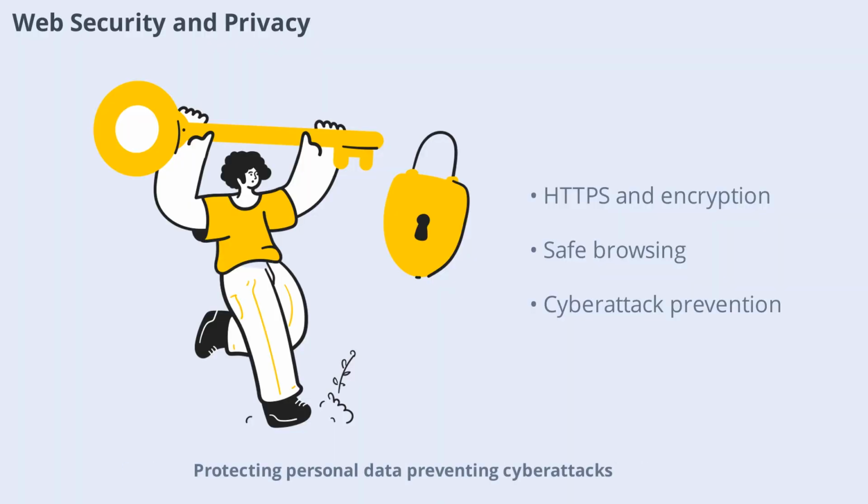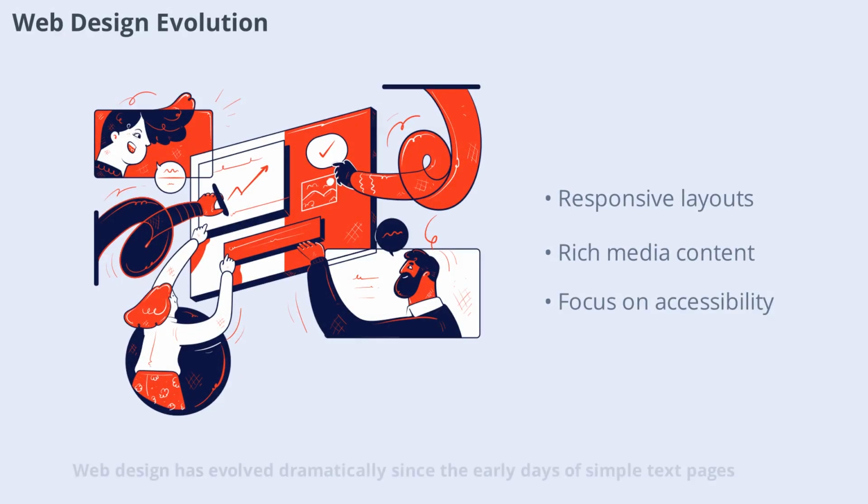As the web has grown, so have concerns about security and privacy. Protecting personal data, preventing cyberattacks, and ensuring safe browsing are top priorities for users and organizations alike. Technologies like HTTPS, firewalls, and encryption help safeguard information and build trust in the web as a secure platform for communication and commerce.